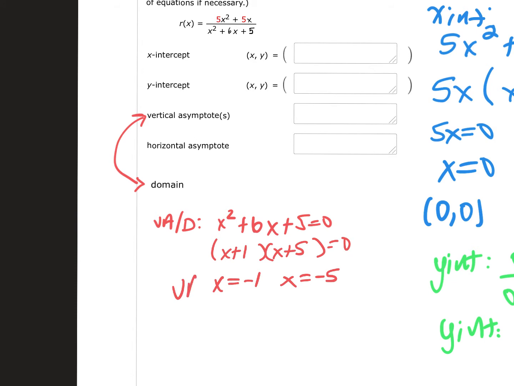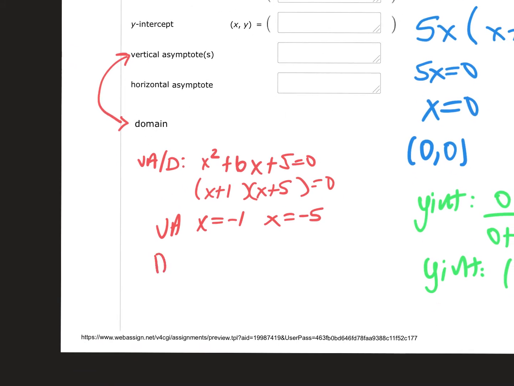My vertical asymptotes. Well, those are those invisible boundary lines that are vertical. They go through the x-axis that your graph gets really close to but doesn't touch. So what is our domain? Based upon our vertical asymptotes, what is our domain? Written in interval notation.